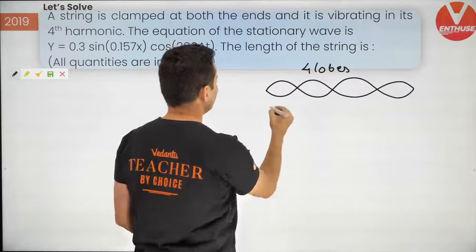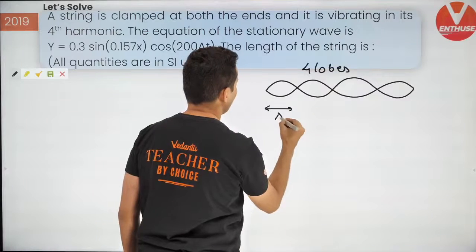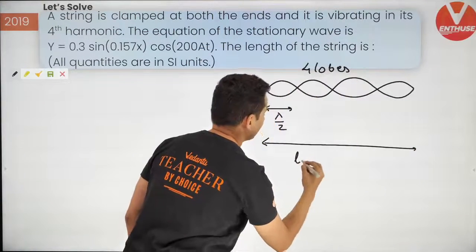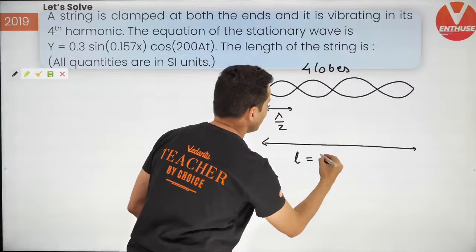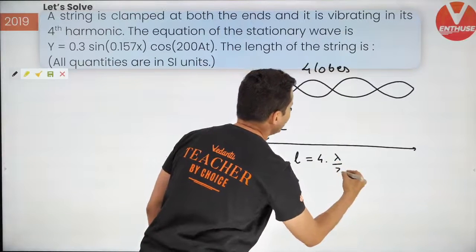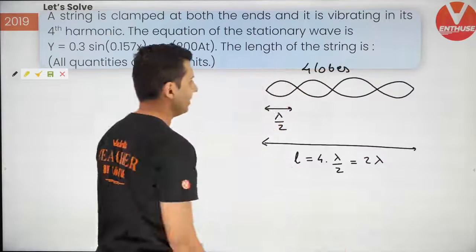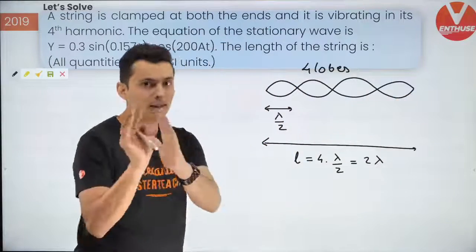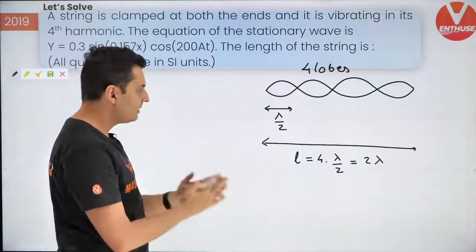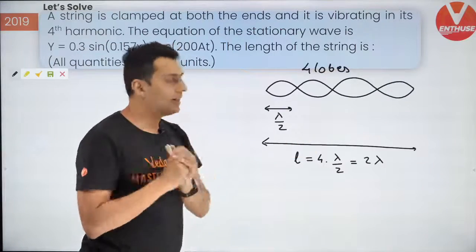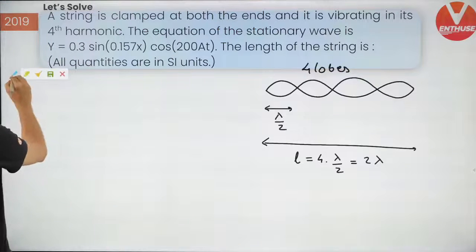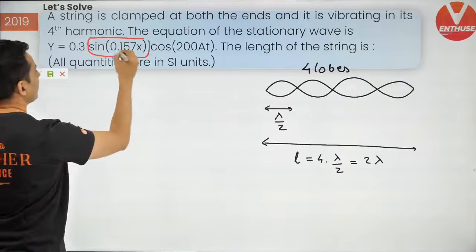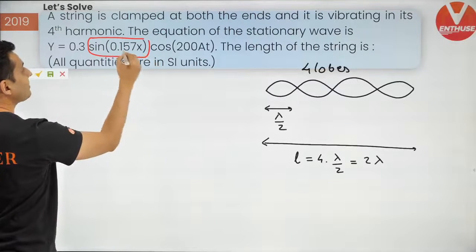Okay. And each lobe is lambda by 2. So the total length of the string will be 4 times lambda by 2, which is nothing but 2 lambda. So the total length of the string is going to be 2 lambda. That's one thing I got. The only problem is I do not know the wavelength. Can I find the wavelength? Maybe yes. Look at this over here. This term, you will see something is multiplied by x.